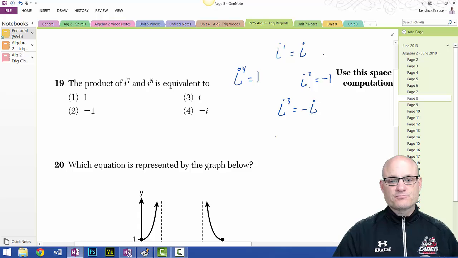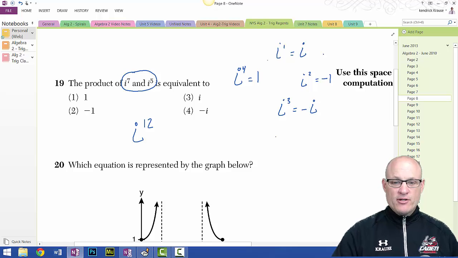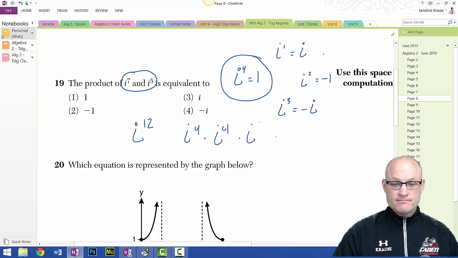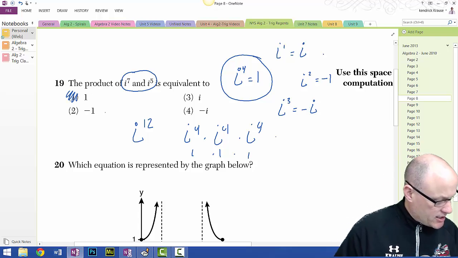So let's see. I want to take the product. Product means multiply. So I'm going to multiply these two things together. So i to the 12th. When you multiply things that have the same base, you add the exponents. Now, you can count 1, 2, 3, 4, 5, 6, 7, 8, 9, 10, 11, 12. There's your answer. i to the 12th is the same as i to the 4th, because every i to the 4th is a 1. 1 times 1 times 1 times 1 is 1. So the answer is choice 1. Ka-ching! The right answer.